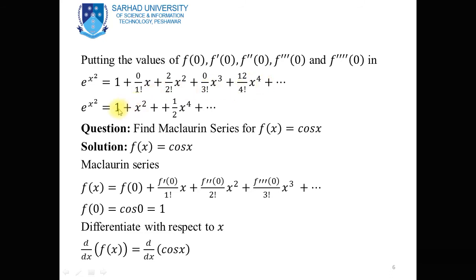And now after simplification, we obtain the Maclaurin series of the function e power x square is equal to 1 plus this term is 0, and 2 factorial means 2, so 2 cancels, so 1 plus x square plus this term is equal to 0, and 4 factorial means 4 multiplied by 3 multiplied by 2 multiplied by 1, so 4 multiplied by 3 means 12, 12 and 12 cancel, and now we obtain in the denominator 2 multiplied by 1, so 2 multiplied by 1 is equal to 2, so 1 over 2 into x power 4 plus and so on. This is the Maclaurin series for the function e power x square.